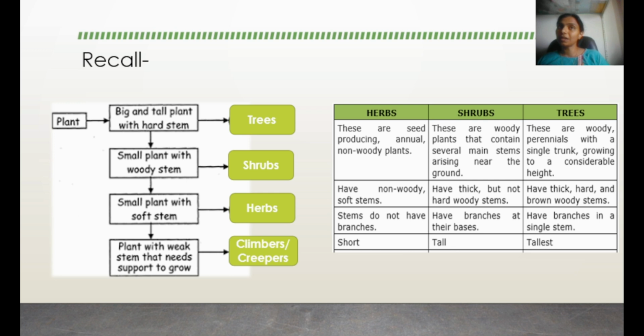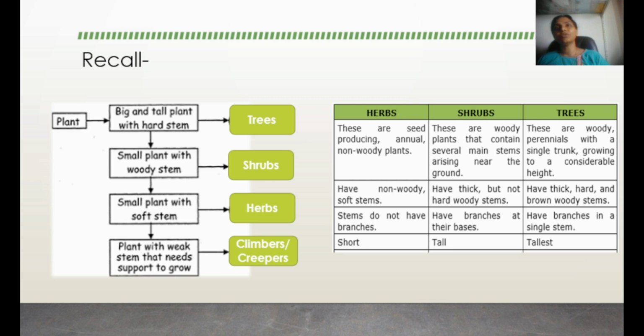Shrubs are woody plants that contain several main stems rising near the ground. They have thick but not hard woody stems. They have branches at their bases and they can be somewhat tall, not really tall like trees.